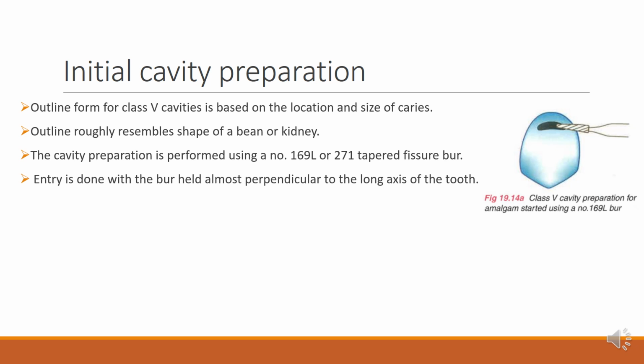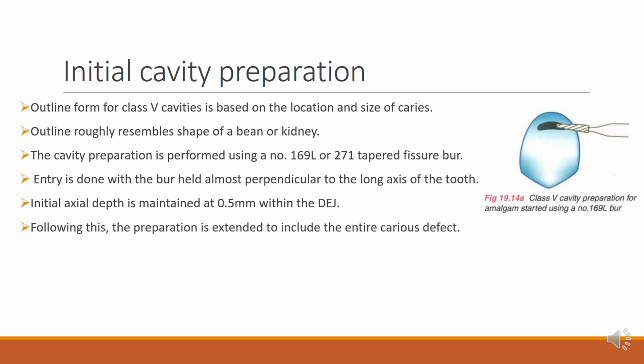Entry is done with the bur head almost perpendicular to the long axis of the tooth, as you can see in the diagram. Initial axial depth is maintained at 0.5 millimeters within the dentino-enamel junction. Following this, the preparation is extended to include the entire carious defect.